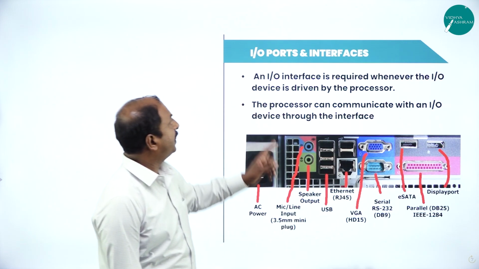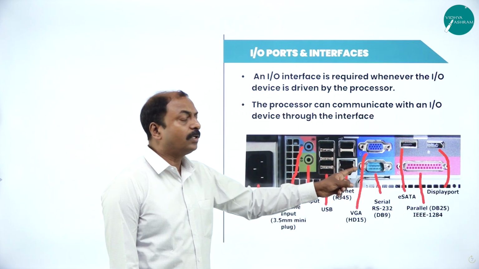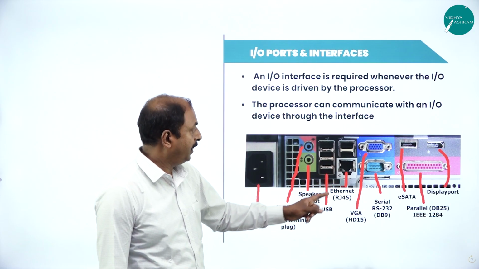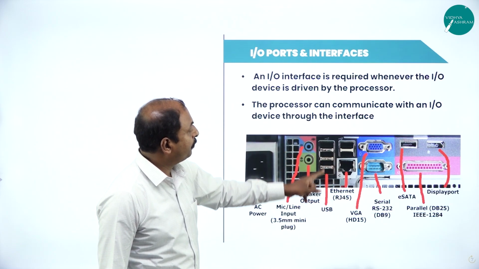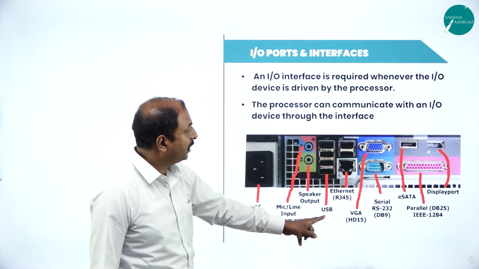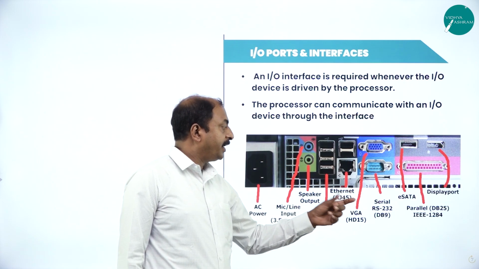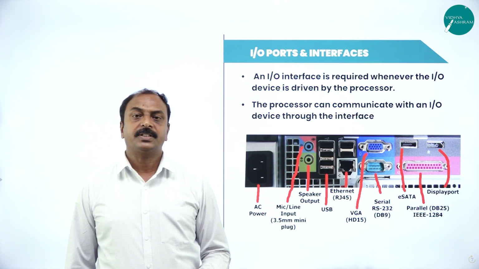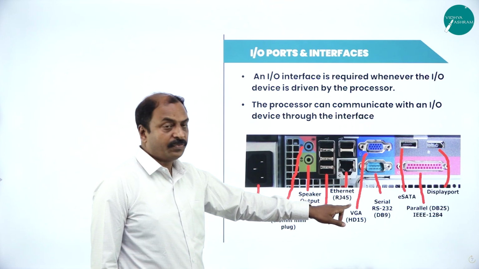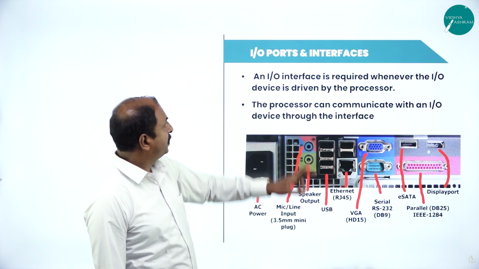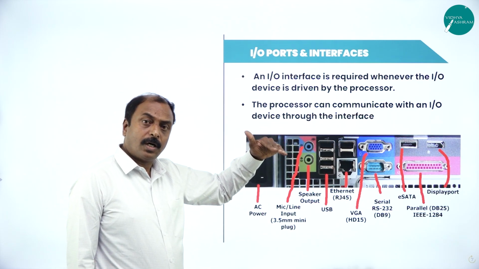If you look at this I/O port card, it is a single card where all the different ports are fabricated into one. Apart from this, you can also see the USB ports available here, and this is the Ethernet card, where we connect the NIC, the network interface card, through an RJ45 connector. It is an interface. So this is the meaning of I/O ports and interfaces available on the motherboard.